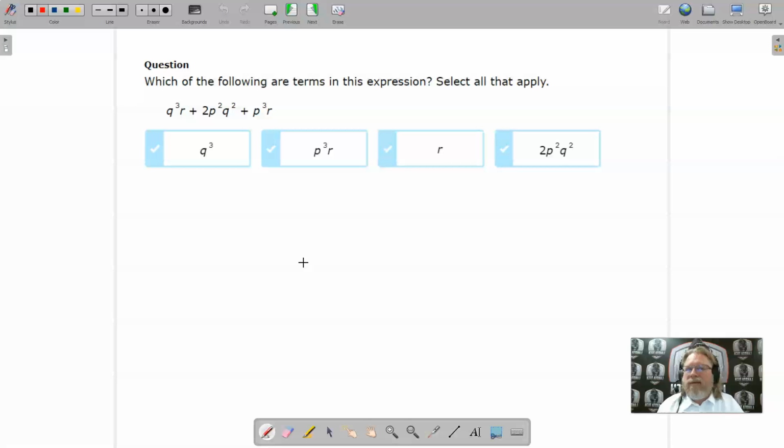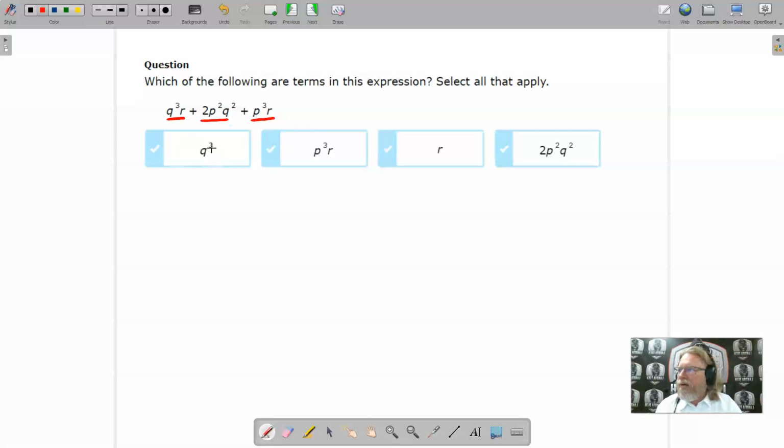Every variable has a friend. It's just that if it's a 1, it's the invisible one. So which of the following are terms in this expression? So here's a term, here's a term, here's a term. Let's find ones that are here that match up, and we could select that.